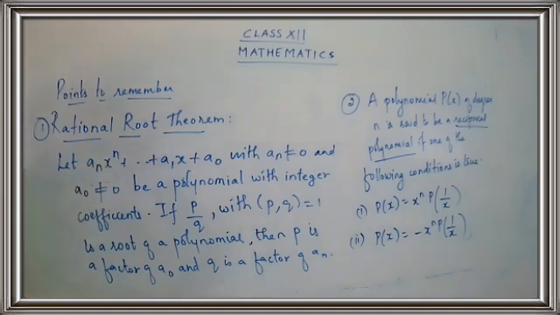Okay children, so let's go for point number 2. A polynomial p(x) of degree n is said to be a reciprocal polynomial if one of the following conditions is true. It can be p of x is equal to x raised to n p of 1 by x, or p of x is equal to minus x raised to n p of 1 by x. So these are the two conditions. If you have these, you can say that it is a reciprocal polynomial. Okay children, have you taken down the points? Okay, good.